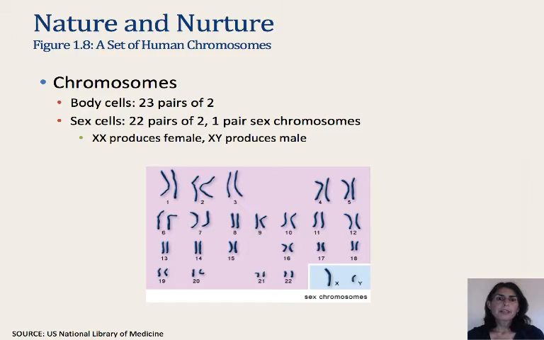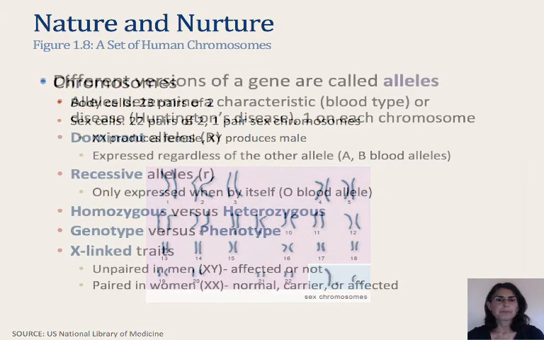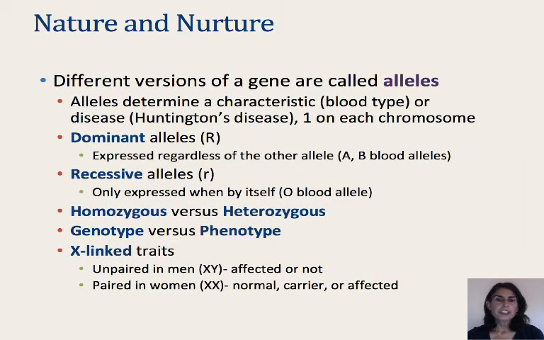Ova and sperm are the sex cells and carry only one copy of each chromosome that can be contributed to the offspring. Different versions of a gene are called alleles. Alleles determine a characteristic, like the blood type or a disease, like Huntington's disease. There is one allele on each chromosome.